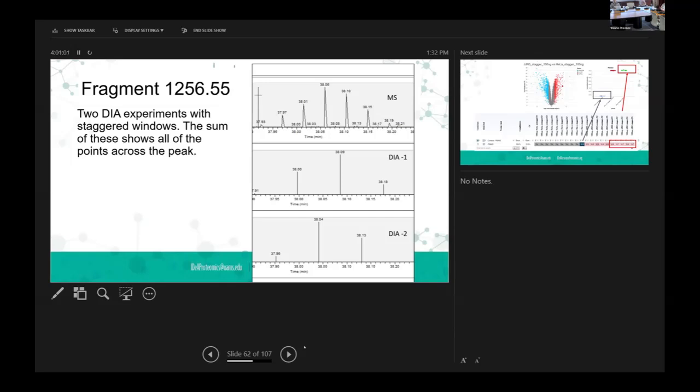So I have 2 DIA experiments going on that are staggered. And so essentially I'm picking up about 4, or 3 if you count like Rick does, 3 signals in the first DIA experiment, and I only get 3 in the bottom. And so together I get about 6 across the peak there. And that, I think, I don't know how many years ago, but that's how you did it, right? That's how you would figure that out.